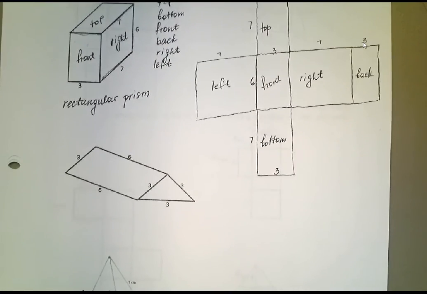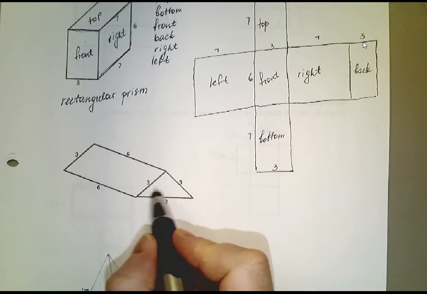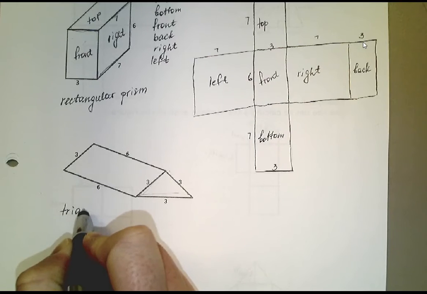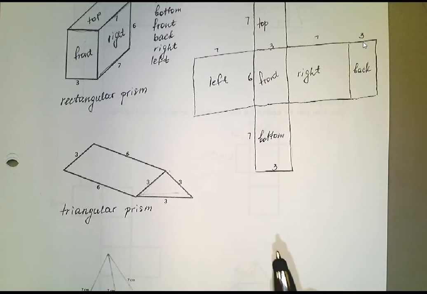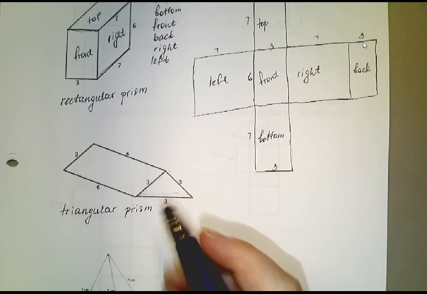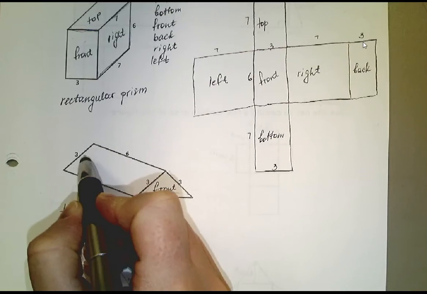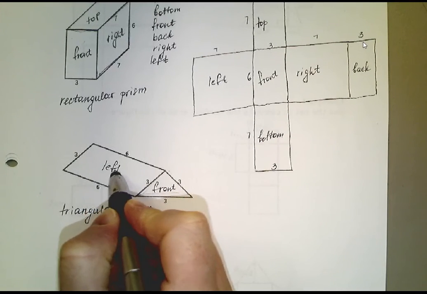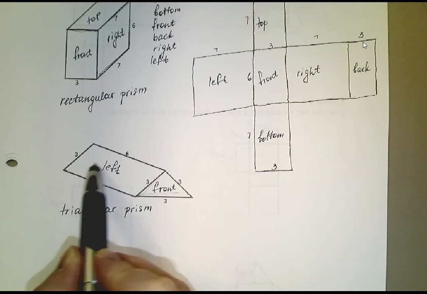Okay, next one is triangular prism, and it's called triangular prism because we have two triangles. It has triangles as the bases of this prism. So we have the front triangle, and we have the bottom triangle right there, and we have the right and left side. This one we are seeing left, and we're also going to have a rectangular bottom part.